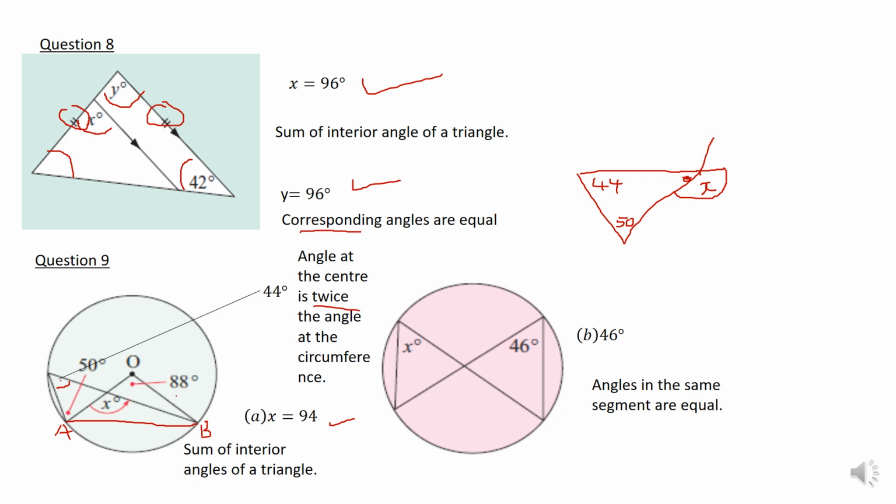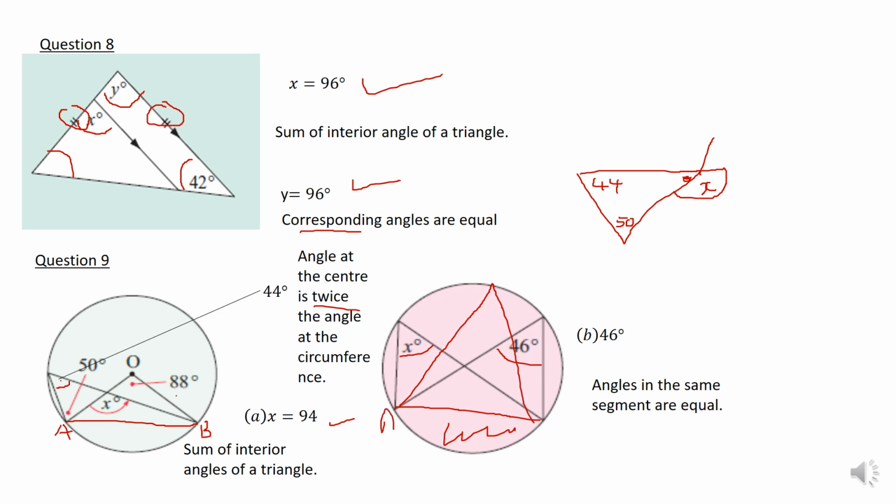This is angle in the same segment. What that means is if I draw a chord here, this is going to be this major segment, part of the circle. This is the minor segment. You see that these angles here, they are in the same segment, therefore they're equal. Even if I was to do that, you see that?